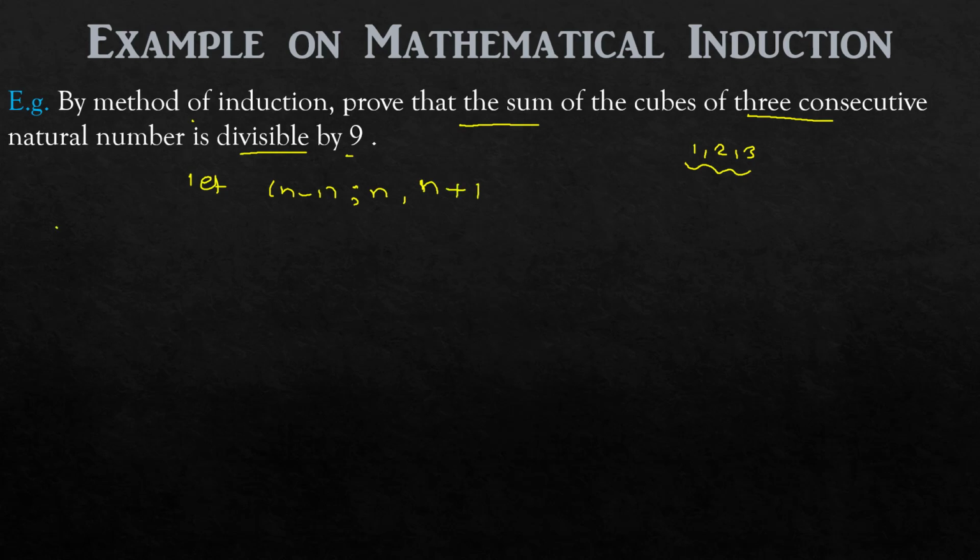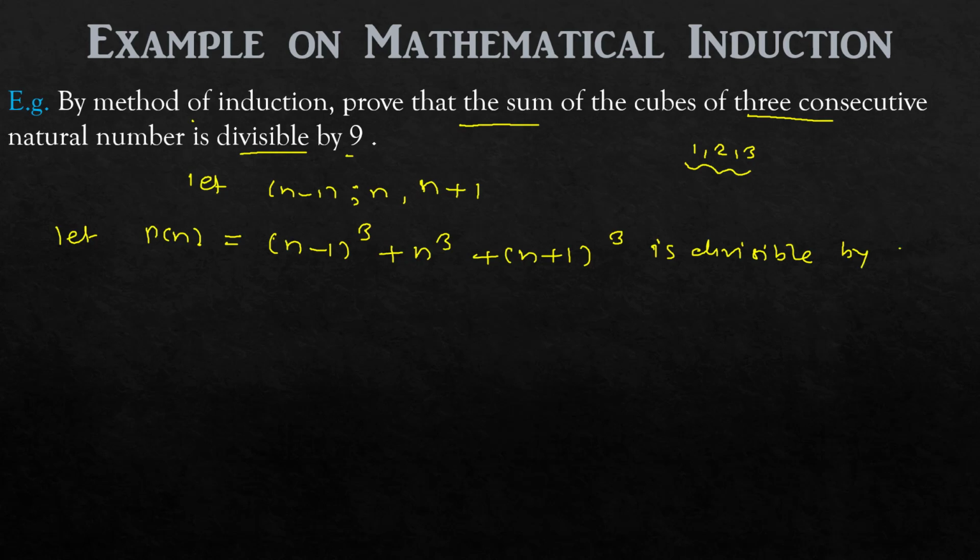So let P of n. What is the P of n? That is the sum of the cubes. P of n is equal to (n minus 1) cube plus n cube plus (n plus 1) cube is divisible by what? Is divisible by 9. Starting from step number 1. What is step number 1? Basis of induction.